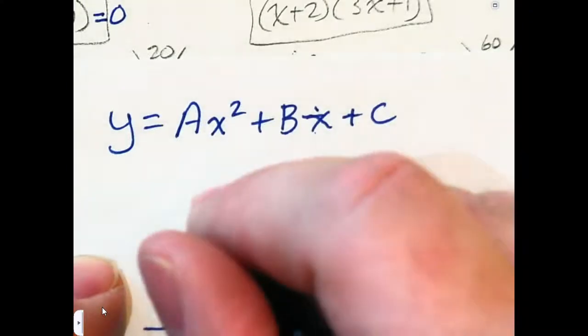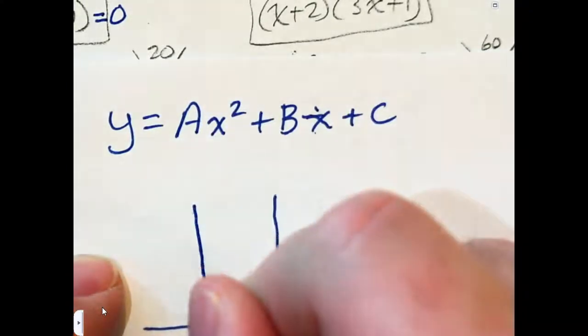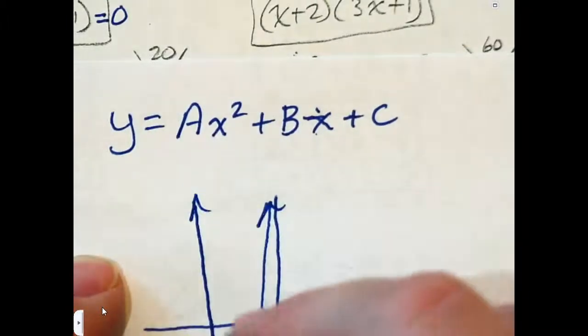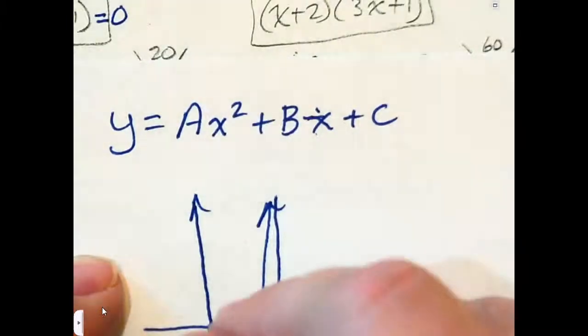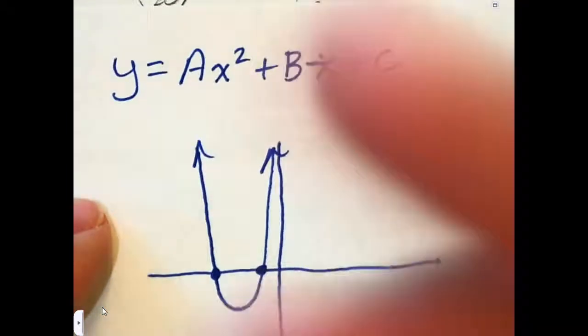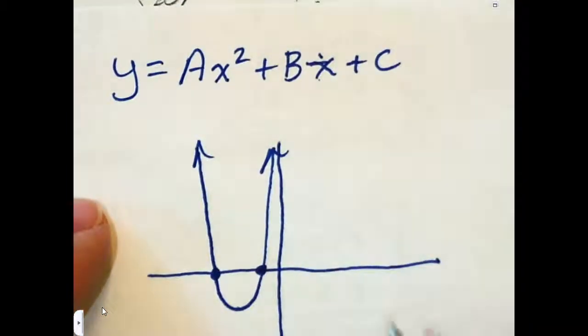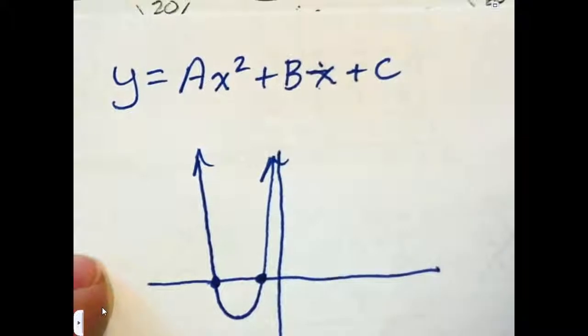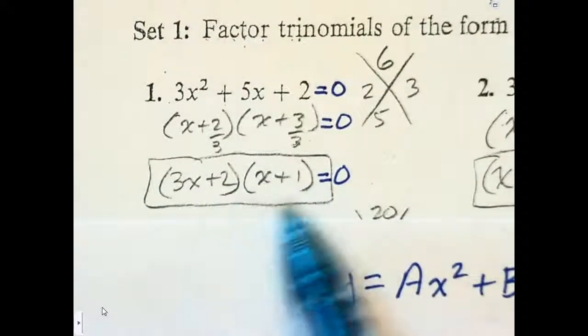A quadratic would be curvy. Well, a quadratic makes a U shape. Okay, it's called a parabola. And that parabola hits the x-axis. It could hit it in 2 spots. It could actually hit it in 1 spot. It could hit it in no spots. If your parabola hits in 2 spots, you have 2 solutions. Those 2 solutions are what you're finding right here.